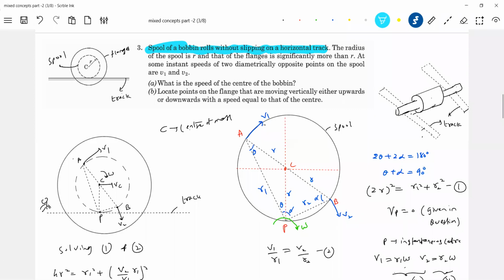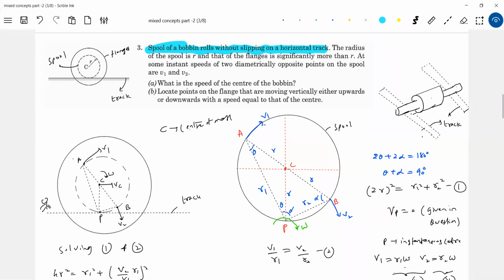The velocity of those points should be equal to the velocity of the center of mass. So definitely, I think you should locate the distance. Now where can they be? Okay, we'll do one thing. I think you have to go back to really the pure rolling. I think this diagram, this spool on the flange is asking where the flange will come here. Flange will come here.